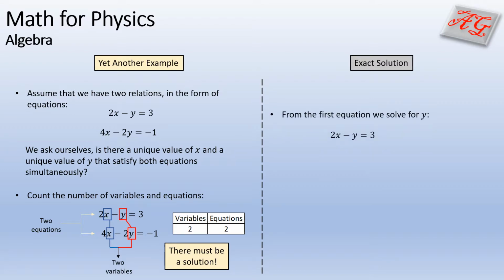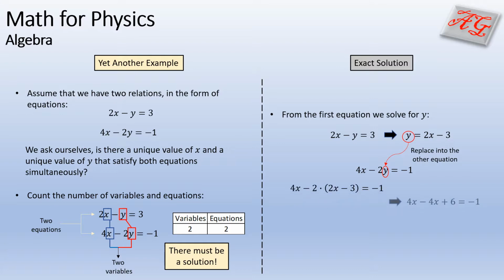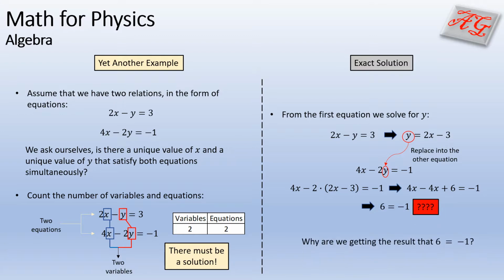As the first step, we solve for y in the first equation, so that y is 2x minus 3, and as we did in the previous problem, we replace y into the second equation and we proceed to solve the equation for x. But wait, have we done something wrong? Why is the result telling us that 6 is equal to minus 1? Does this make any sense?